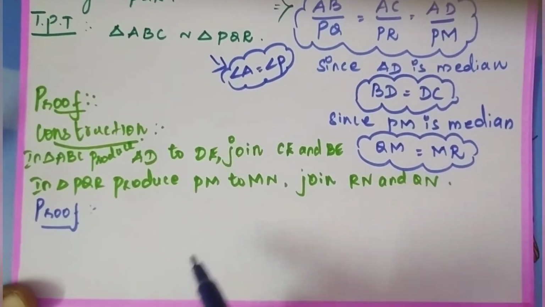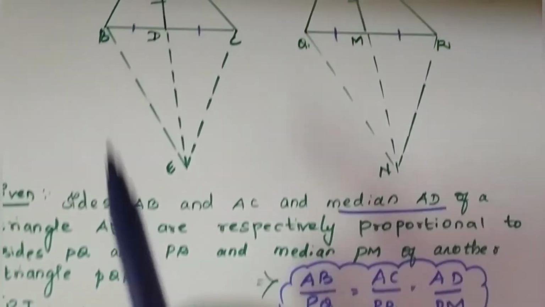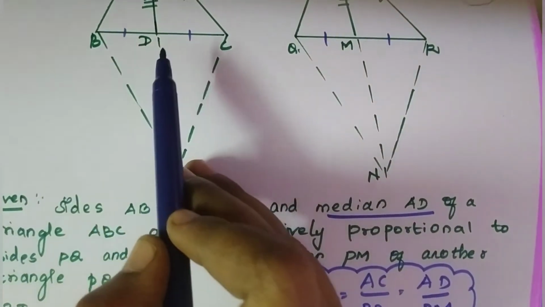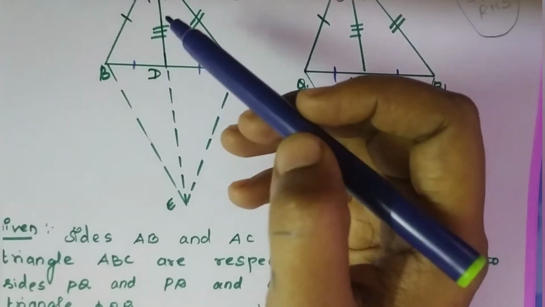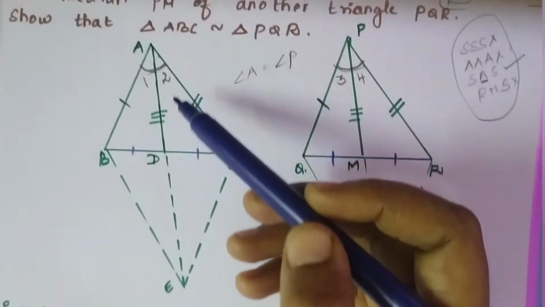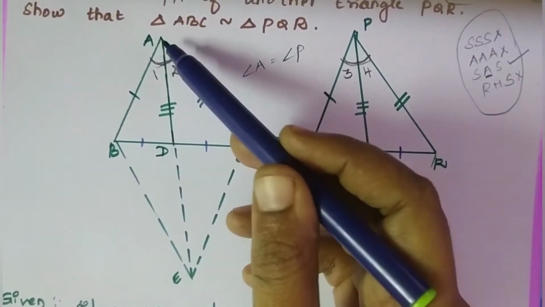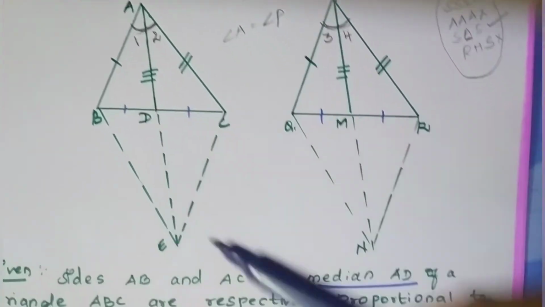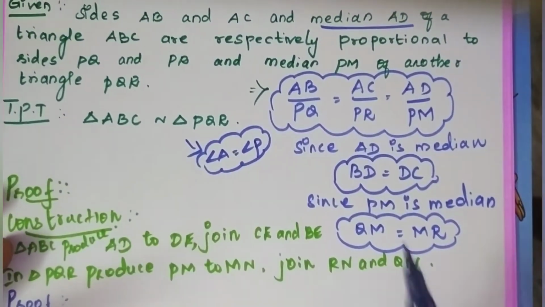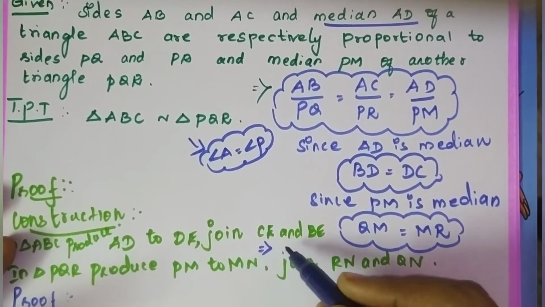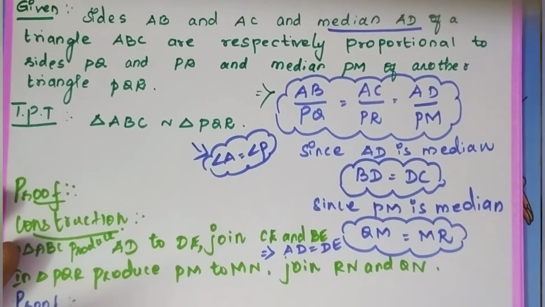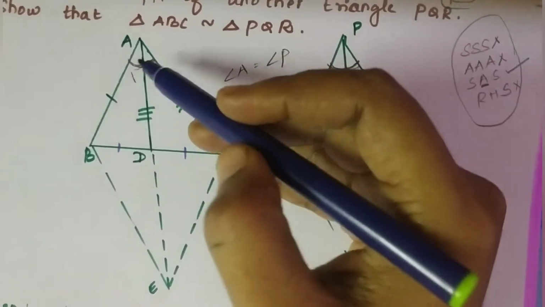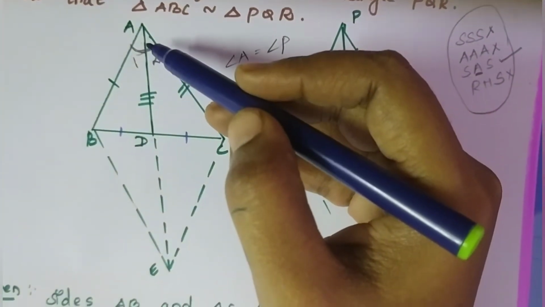First, we know that AD is equal to DC, and one more thing is, from the construction I produced a line AD to DE. From this we can tell that AD is equal to DE. Both are equal. Clear?